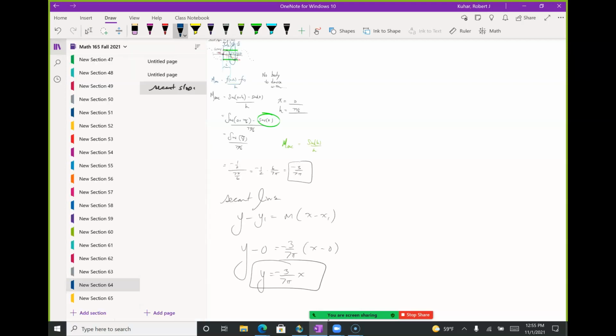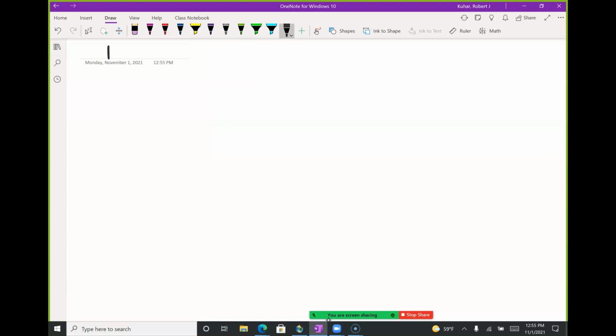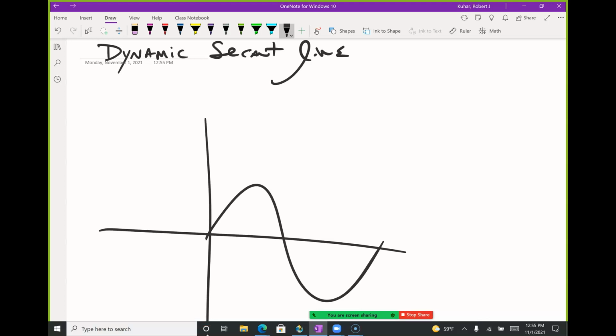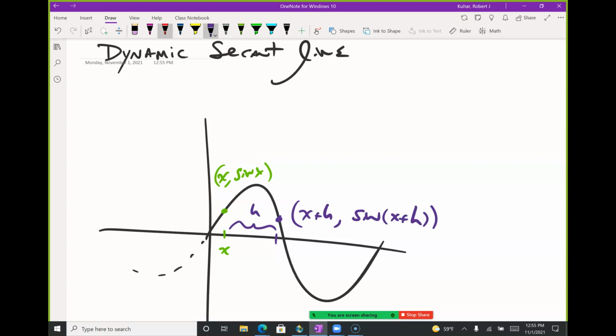So I want to create a dynamic secant line, and I'd like you to be able to do this. So I'm going to use my sine curve, and I'm going to create one point at x, so I've got x, sine of x on the curve, and some point later, h, right? So I have x plus h, sine of x plus h. And I'm going to connect those with a secant line.